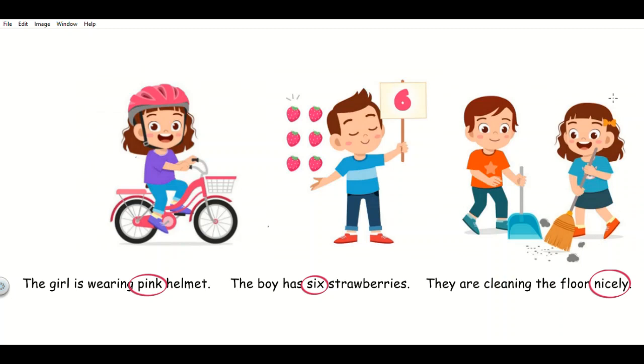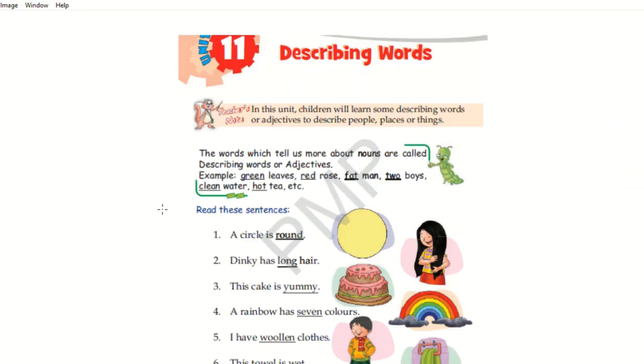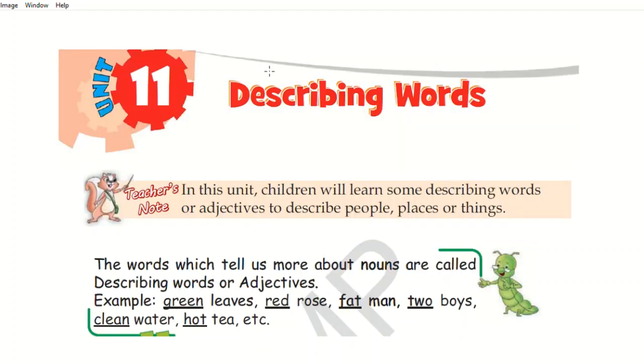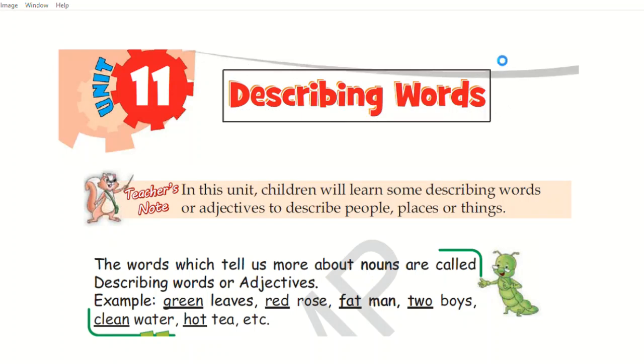Now children, it's time to do the exercise of our English grammar book. Open your English grammar book, Unit 11, Describing Words, on page number 43. Describing words. Children, in this unit, you will learn some describing words or adjectives. The describing words are also called adjectives to describe people, places, or things.